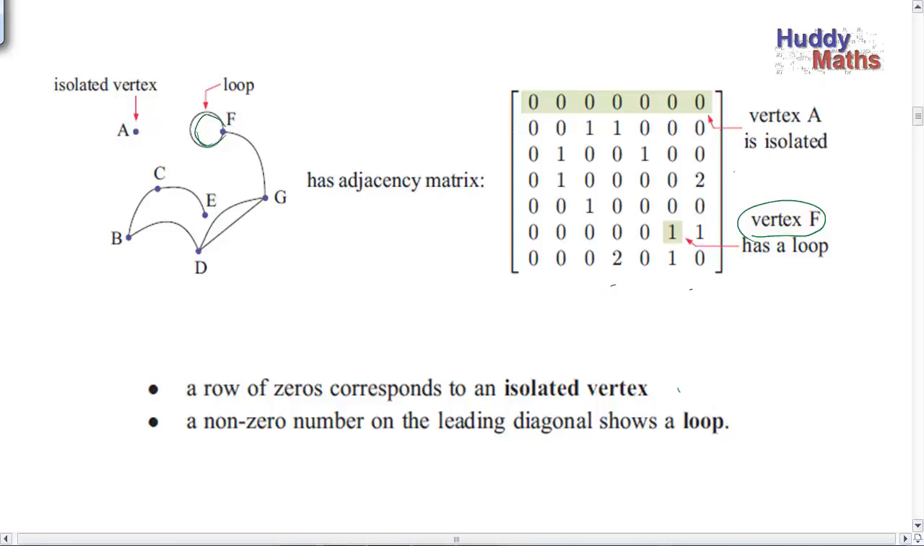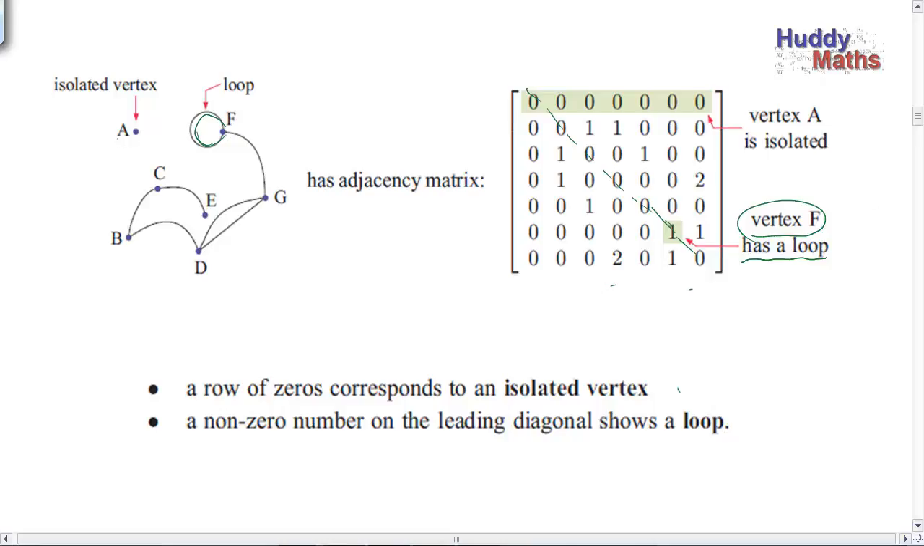So see here, our diagonal coming down here. All the others aren't connected to themselves, but vertex F is, because it's got a loop around it and you can go out and come back to it. So an entry in the diagonal means you have ways of going around and back to that point. It could be 1, 2 or 3 or something like that.